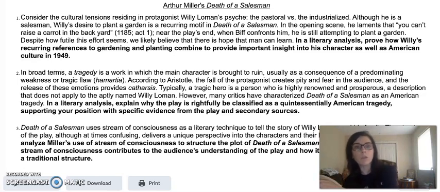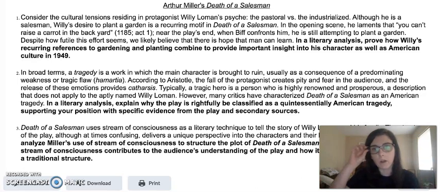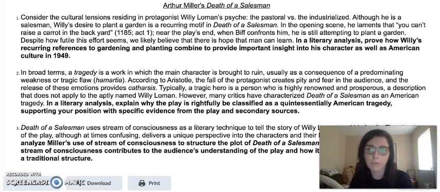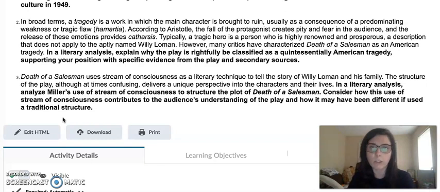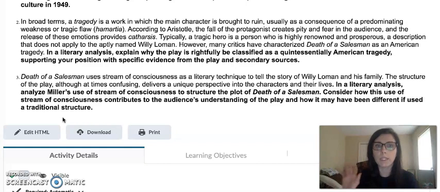Okay, number 2. This one is going to look familiar because it mirrors the first prompt for the Glass Menagerie, because you will use a lot of what you know of dramatic visions in order to write this paper about this play if you choose prompt 2. So in broad terms, a tragedy is a work in which the main character is brought to ruin, usually as a consequence of a predominating weakness or tragic flaw, the Greek word for that tragic flaw being the hamartia.